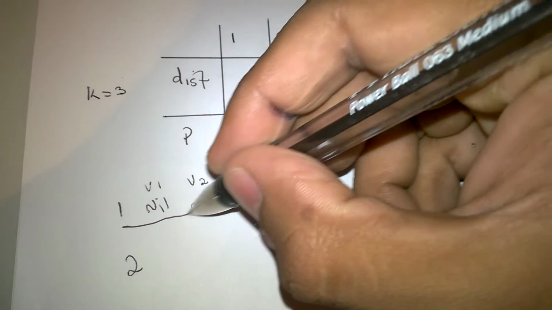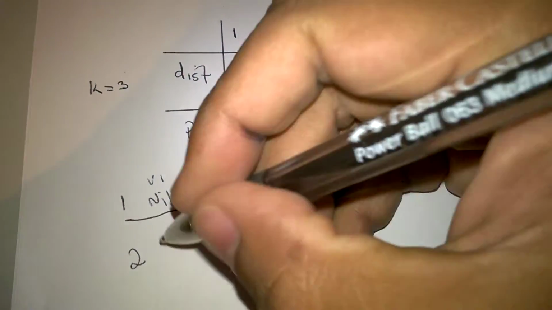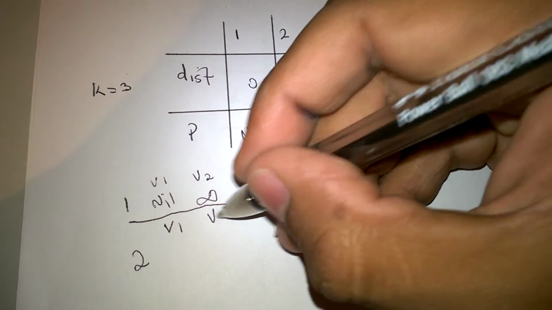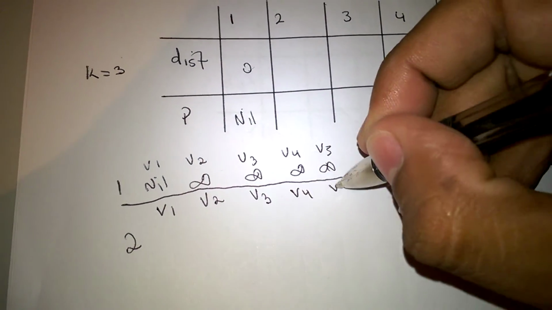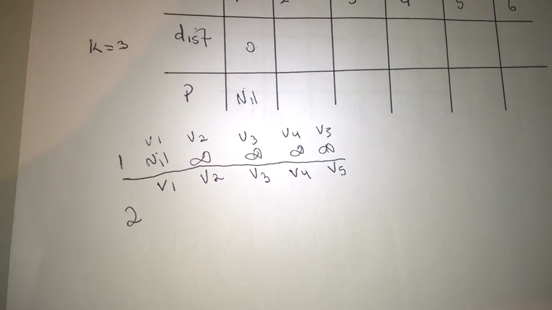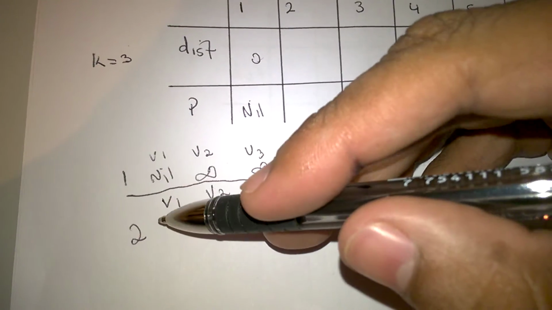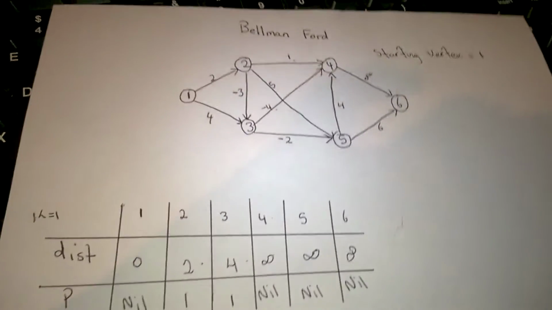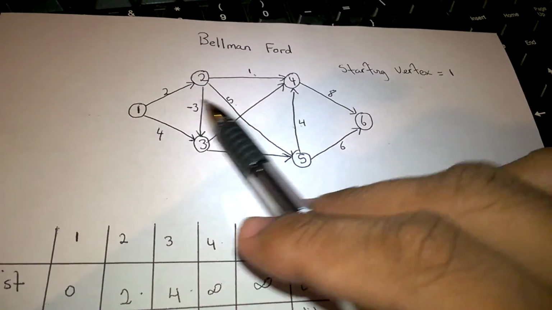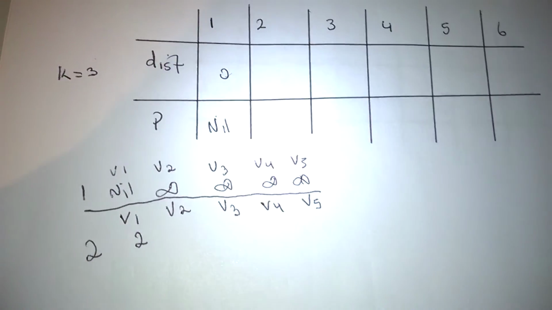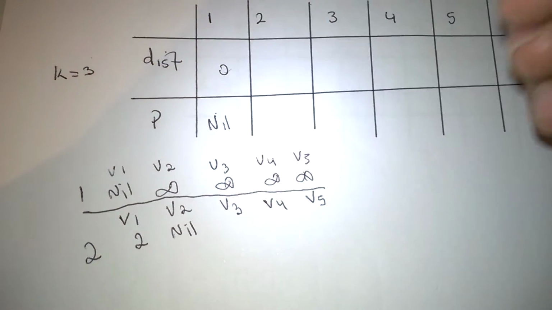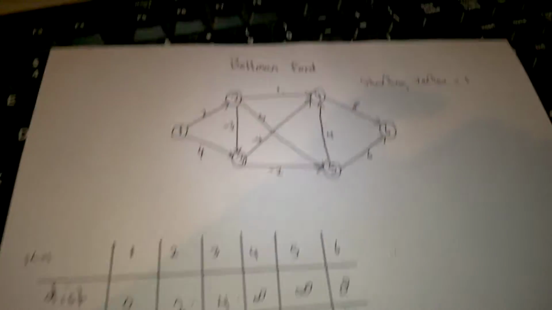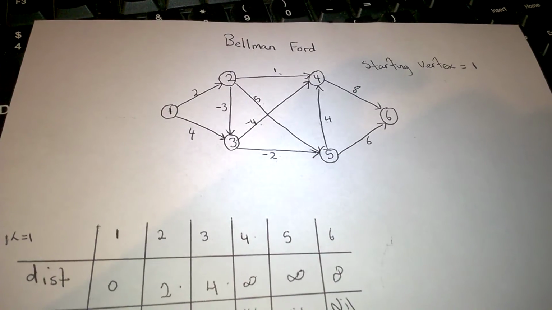Same story again, v1, v2, v3, v4, and v5, right? Now could we reach 2 from v1? So we go up here and we see yes, we could reach 2 from v1 at the cost of 2. So we update it here. Could we reach v2 from v2? No, we just put nil. Could we reach v3 from v2? Yes, we can reach v3 from v2.